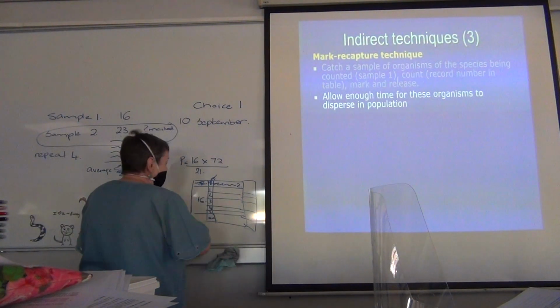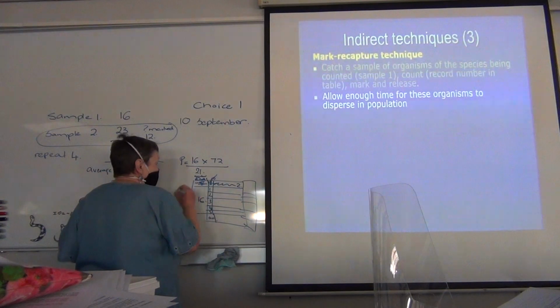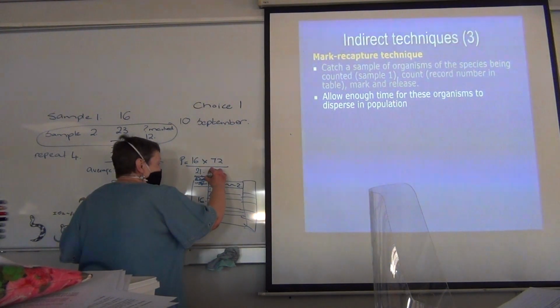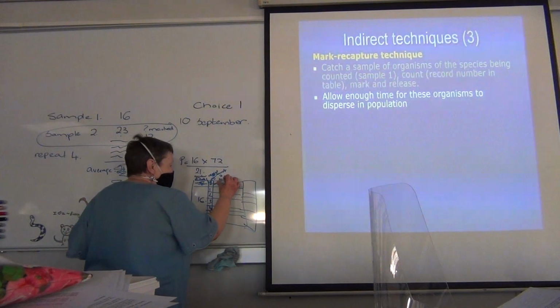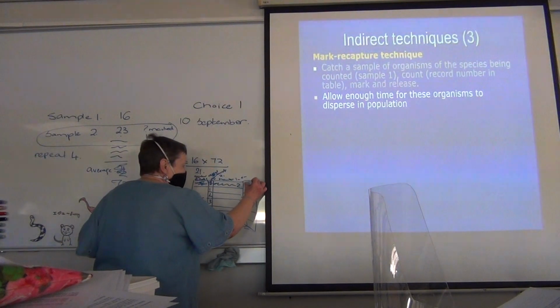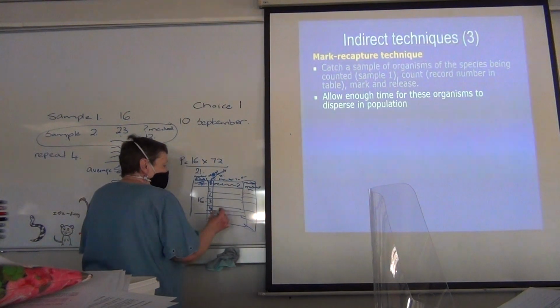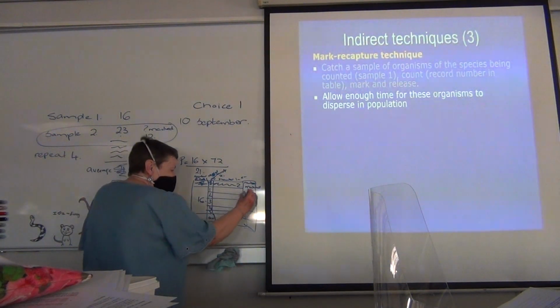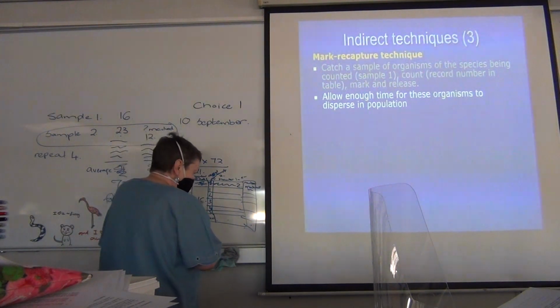Okay. So this is the number in sample one. Okay. This is the repeat of sample two. This is the number in sample 2. And this is the number marked in sample 2. Okay, so you're going to have 5 figures here and an average, 5 figures there and an average, and then your number in sample 1.